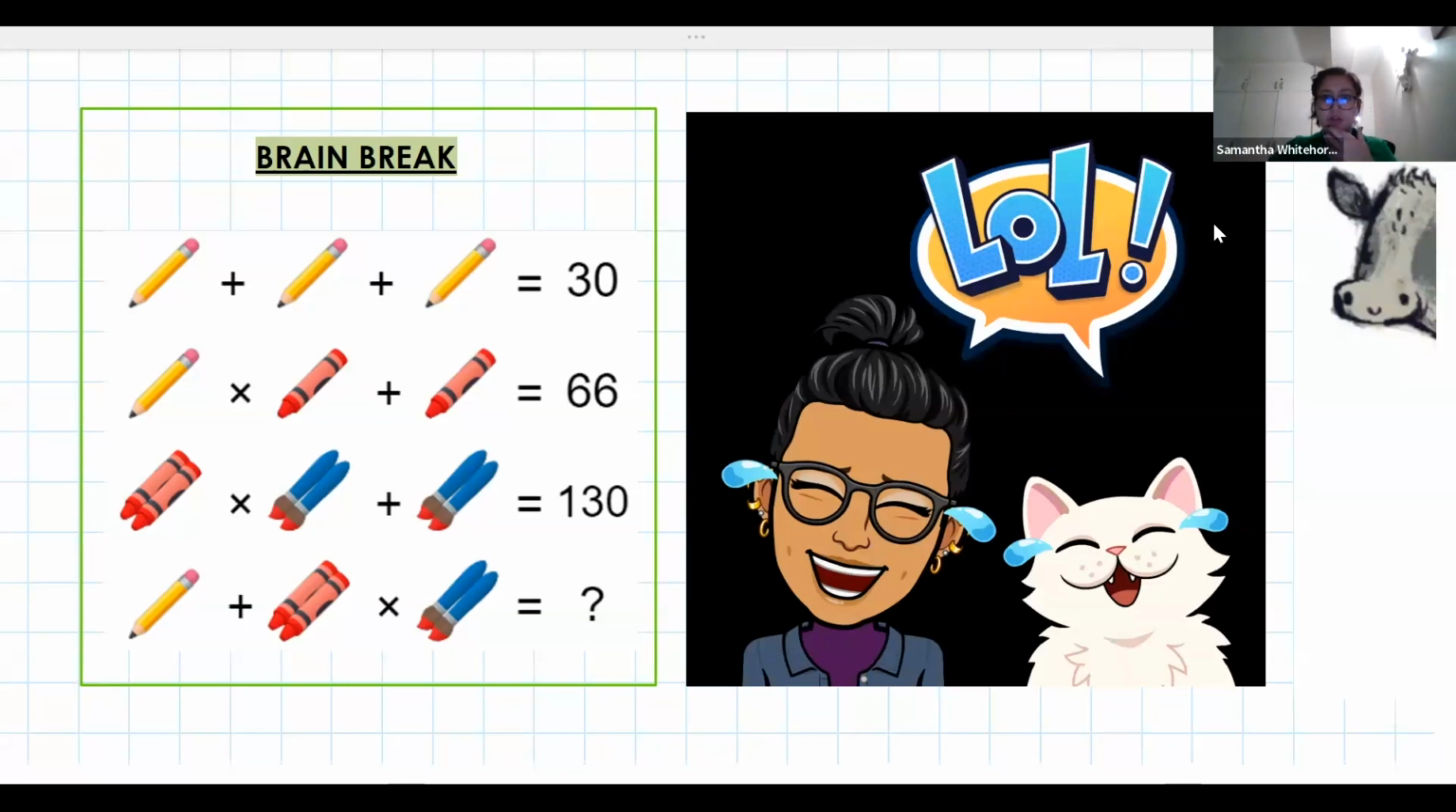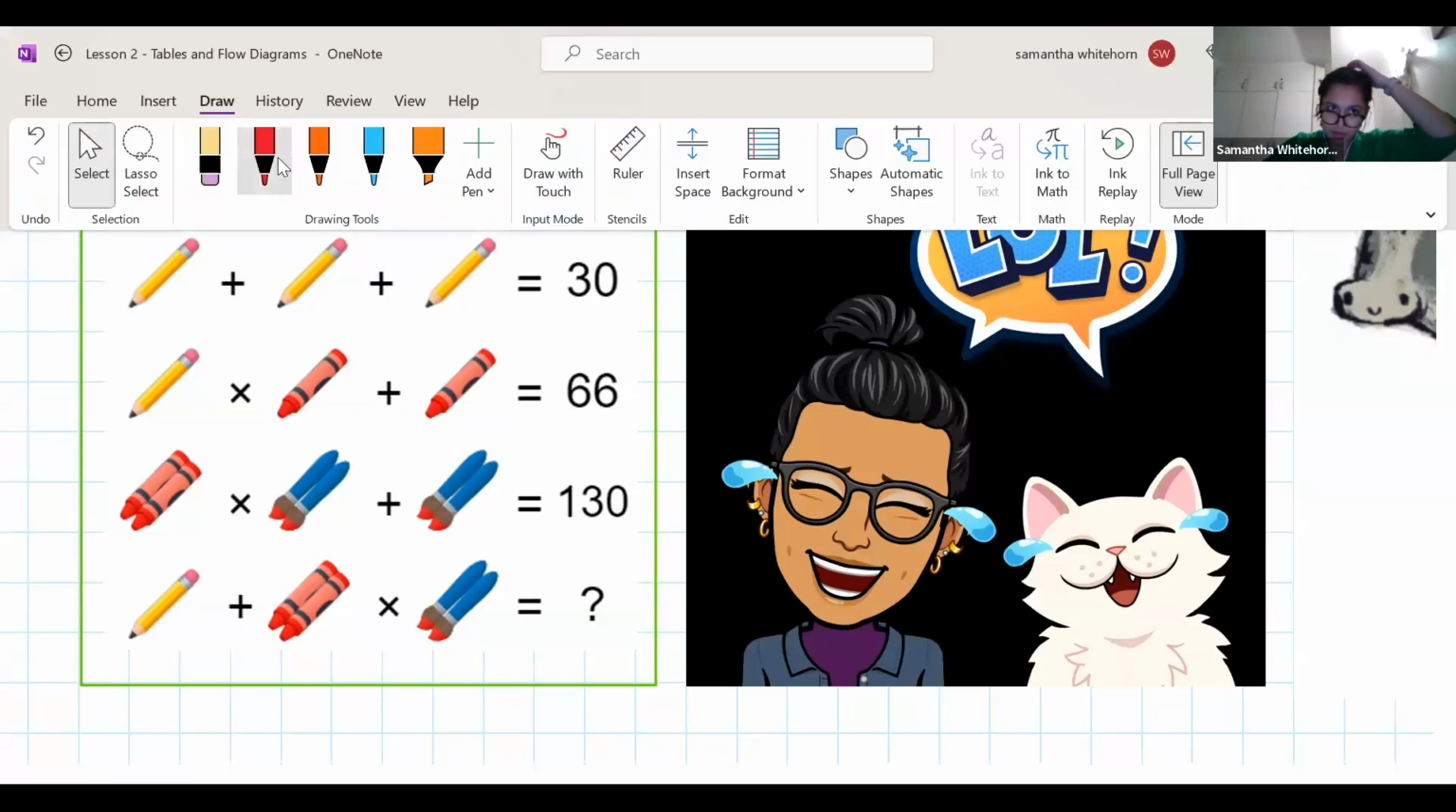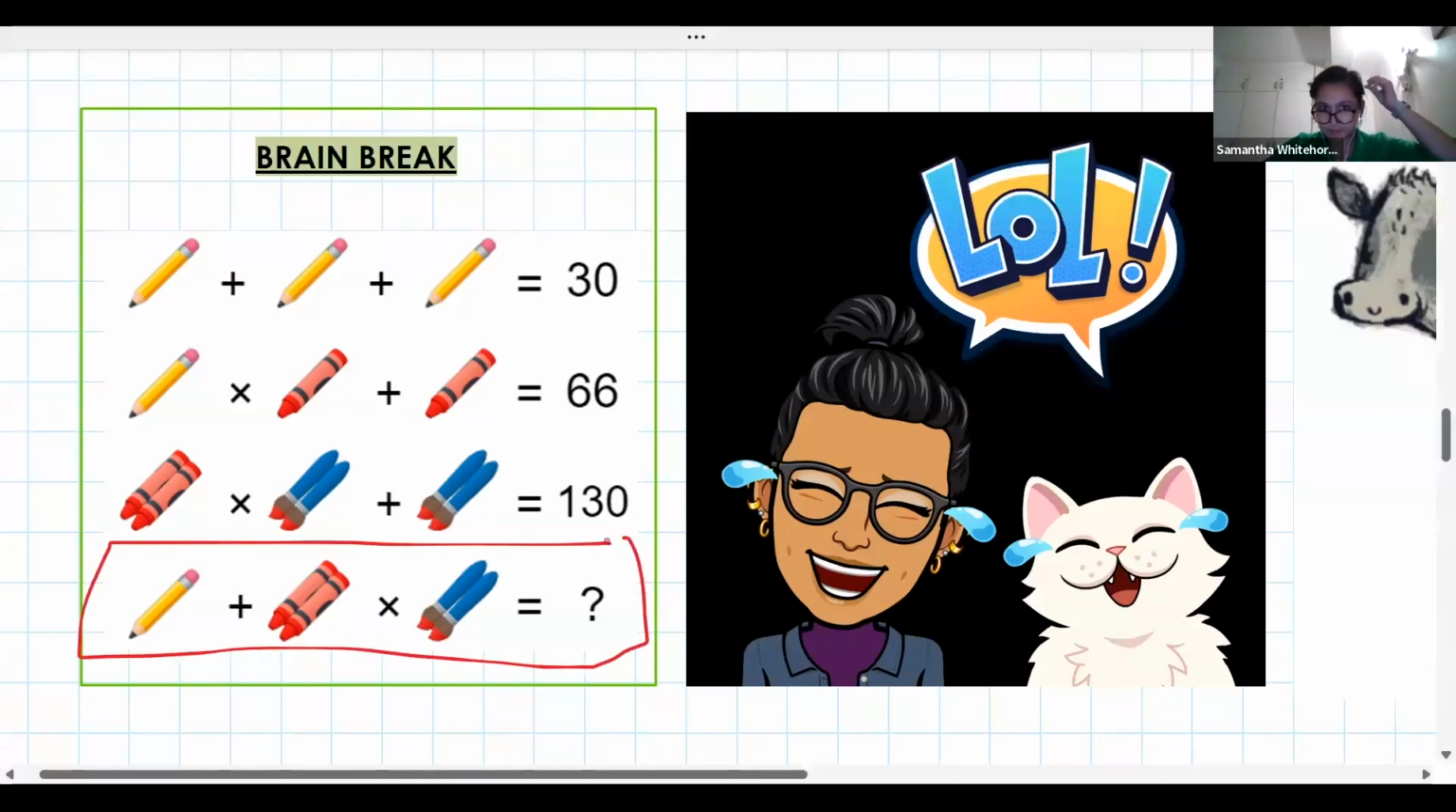Righto, so you're trying this. We want that final answer. Remember, we want the final answer for the final equation right down here at the bottom. It's a weird looking square, but anyways.